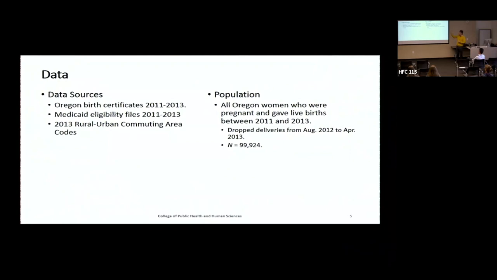Jeff explained the data sources. For this analysis, we use the Oregon birth certificate for 3 years, 2011 through 2013, linked to Medicaid eligibility data for the same period. We also augmented the data set using rural urban commuting area codes. The study population is Oregon women who were pregnant and gave live birth during this period. We have a washout period, so we dropped deliveries from August 2012 to April 2013 to measure the effect of CCO for those women who are fully affected by CCO. Otherwise, this would muddy the true effect of CCO. We had a little less than 100,000 women used for analysis.